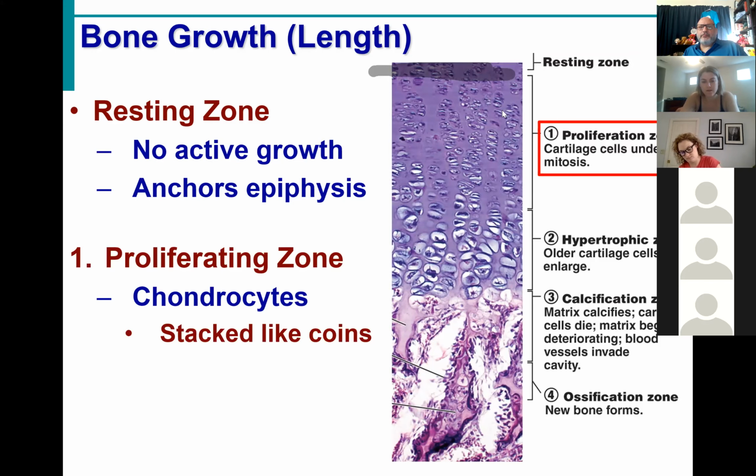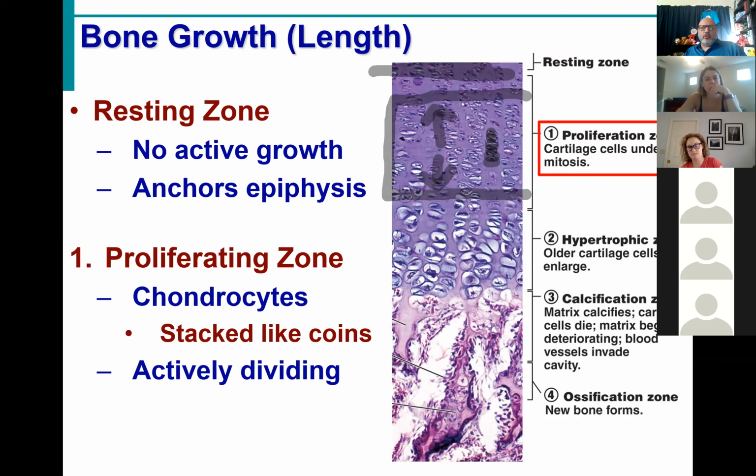Then we have our proliferating zone. Notice in this region, we have these many tiny cells looking like stacks of coins because they're rapidly dividing and pushing away from each other. So this is where we are getting our interstitial growth. This here is where we are getting our length. This is where the bone gets longer.